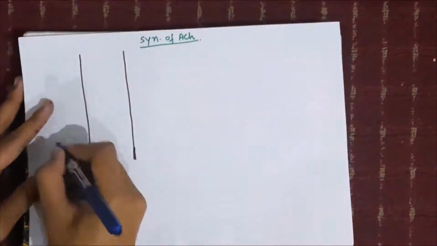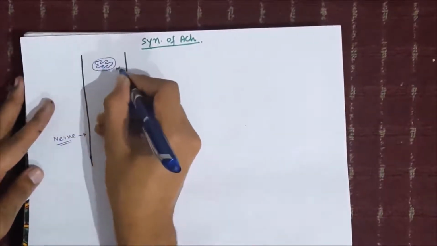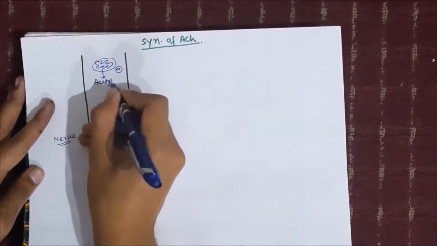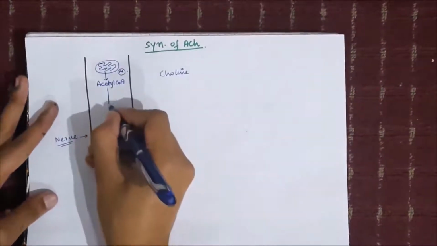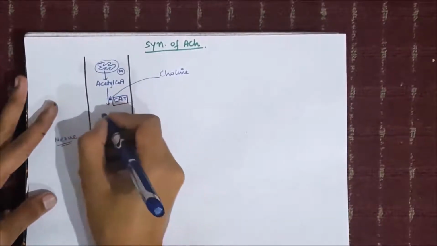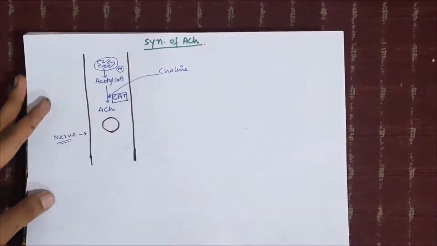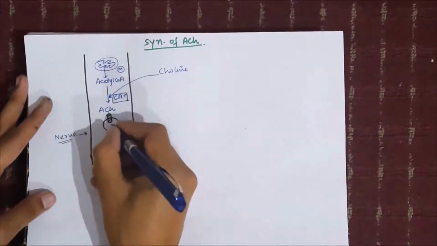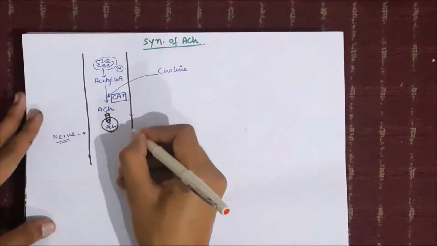Let us say this is the axon of a neuron, and in the axoplasm there is the presence of mitochondria. From mitochondria, acetyl coenzyme A is derived, and the neuron takes up choline from the circulation, and by the action of the enzyme choline acetyl transferase, it results in formation of acetylcholine by the transfer of an acetyl group.